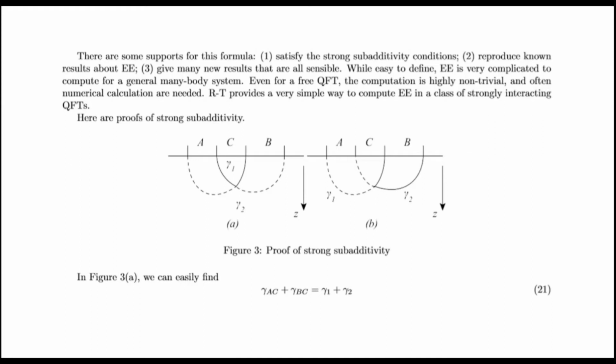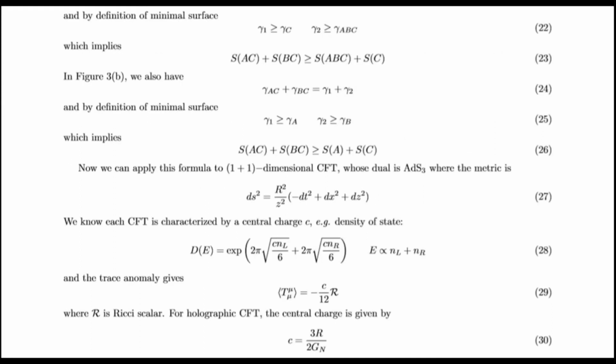In figure 3a, we can classify this. And by the definition of minimal surface, this implies this. In figure 3b, we also have this. And by the definition of minimal surface, this, which implies this. Now we can apply this formula to a 1+1 dimensional CFT whose dual is AdS3, where the metric is.